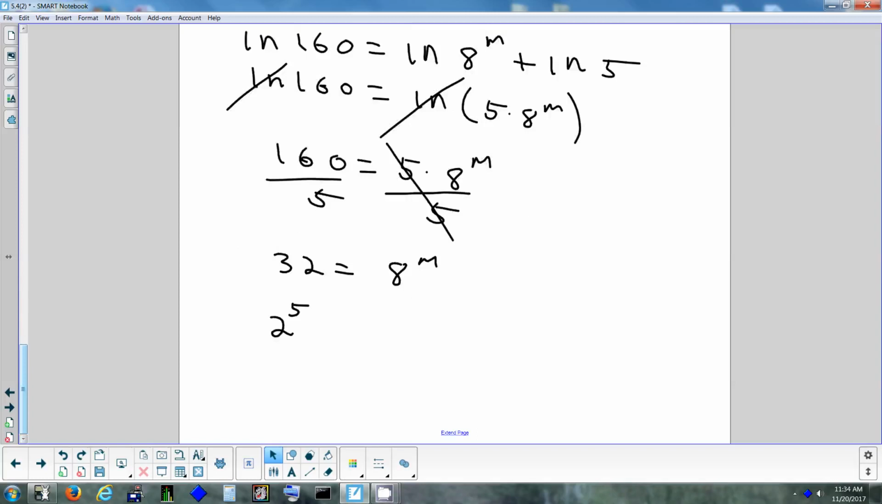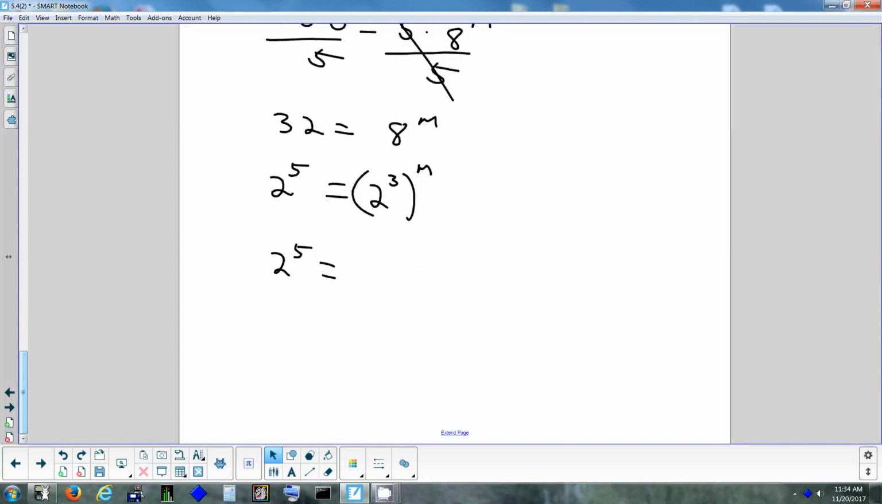2 to the 5th is 32. 2 to the what is 8? Yeah, 2 to the 3rd. And now this is why I went over the properties of exponents. You have a power to a power. So what do you do with the 3 and the m? Power to a power, you multiply. So 2 to the 3m. And now your bases match. So now make your exponents match. What number could you plug in for m, multiply by 3, and the answer comes out to 5?